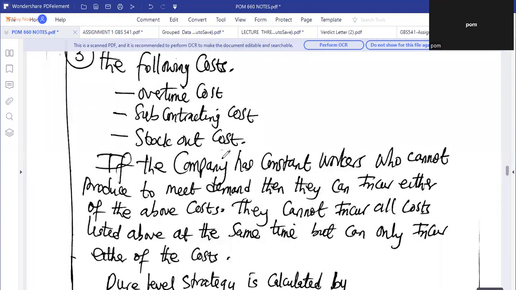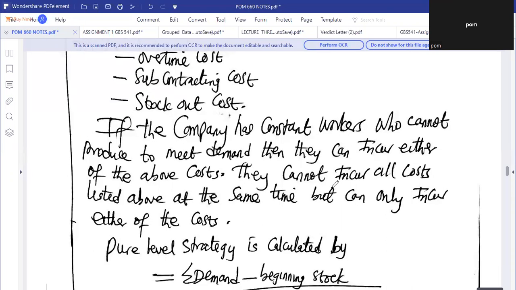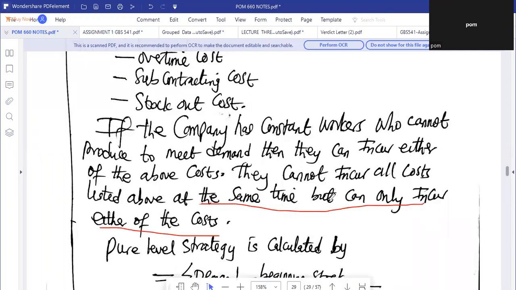Now, if the company has constant workers who cannot produce to meet demand, then they can incur either of the above costs, not all of them at once, because you would have already worked overtime, so there's no need to subcontract those units, or you subcontract, no overtime, or you just declare that you don't have stock, a stock out. They cannot incur all the costs listed above at the same time because I think I've explained already the reason why.